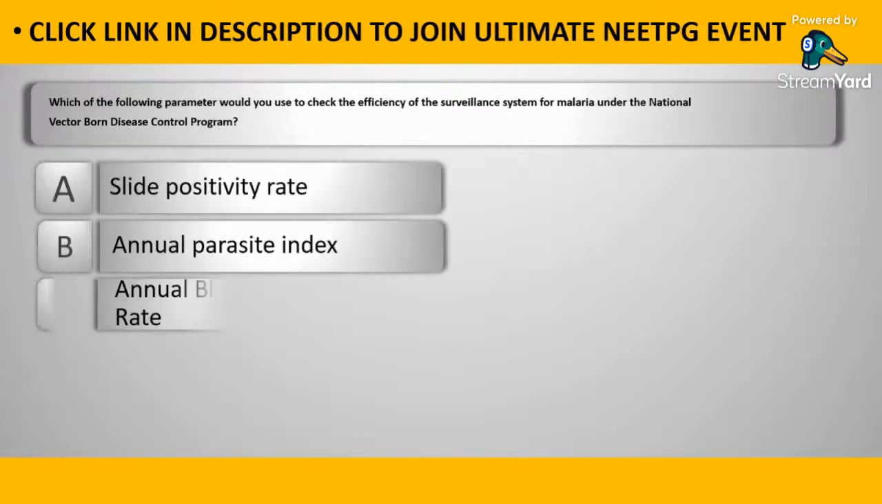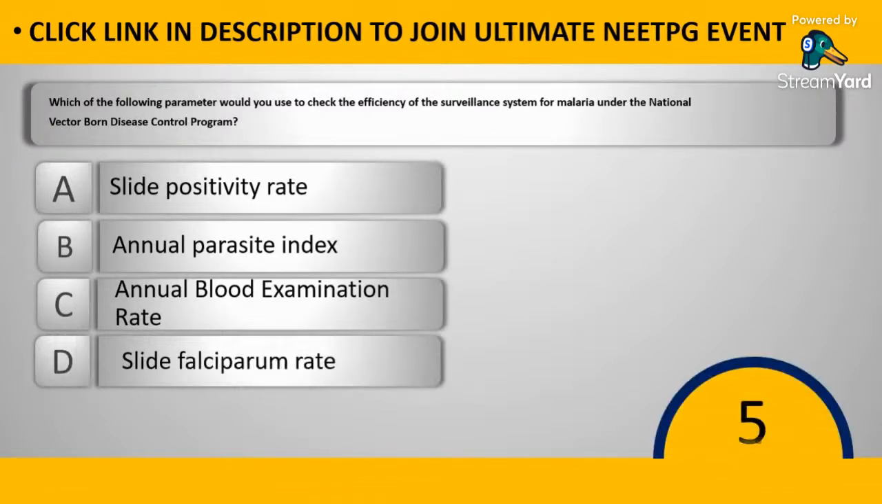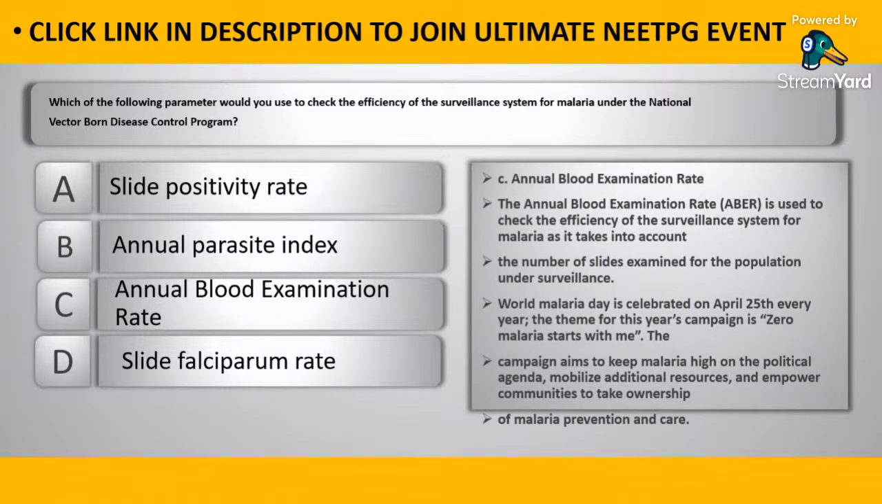Which of the following parameters would you use to check the efficiency of surveillance system for malaria under the National Vector-Borne Disease Control Program? A. Slide positivity rate. B. Annual parasite index. C. Annual blood examination rate. D. Slide falciparum rate. It is annual blood examination rate.